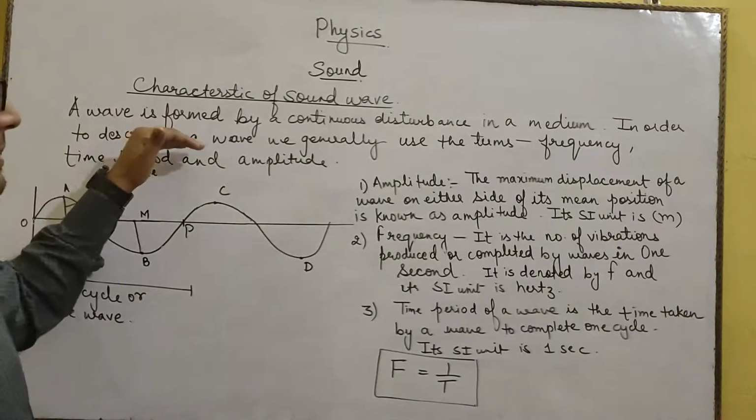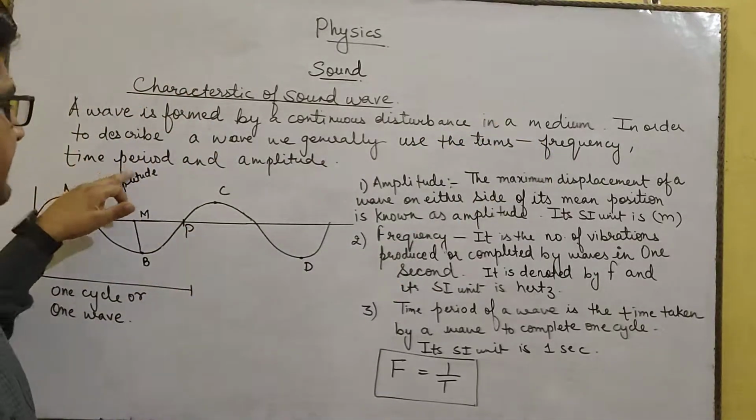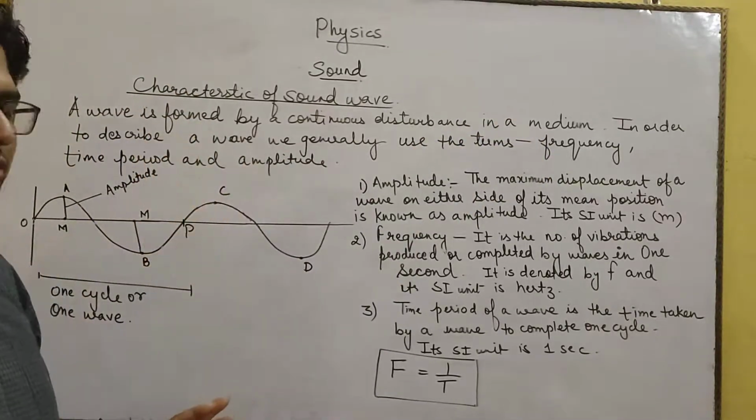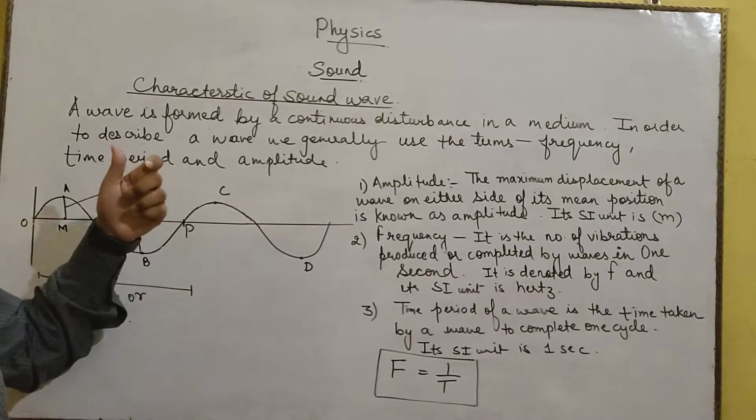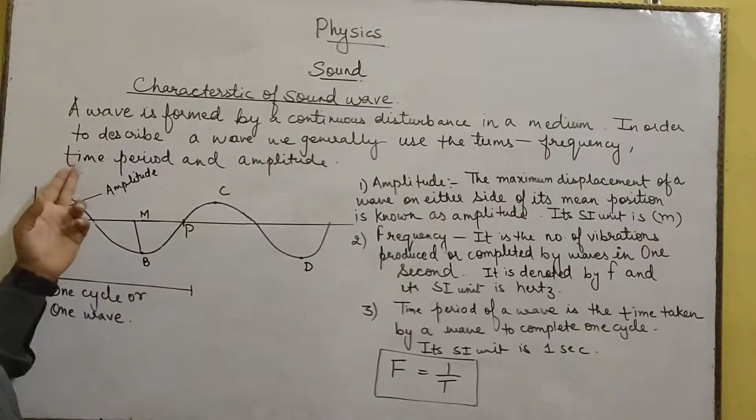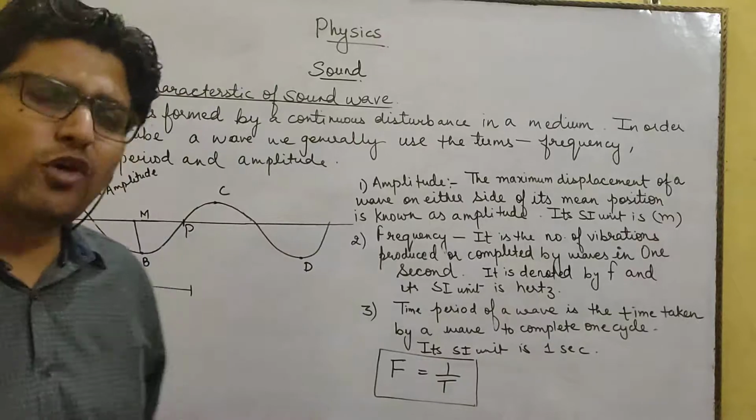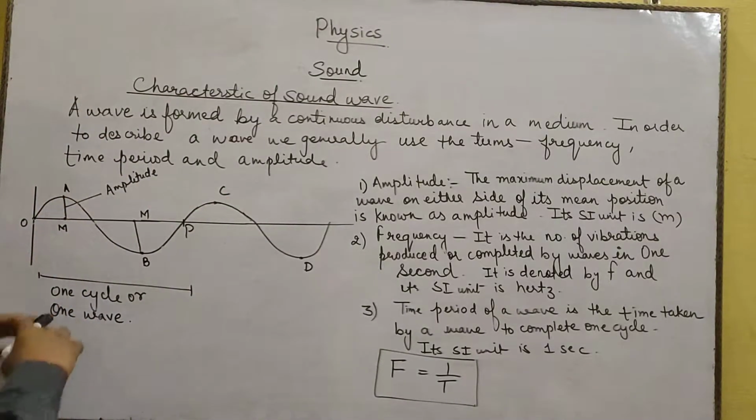Now, in order to describe a wave, we generally use the terms frequency, time period, and amplitude. These are the three important terms which we are going to study, related to the characteristics of a sound wave: frequency, time period, and amplitude. Before beginning, let us come to this graph, a figure where we can understand the waves.